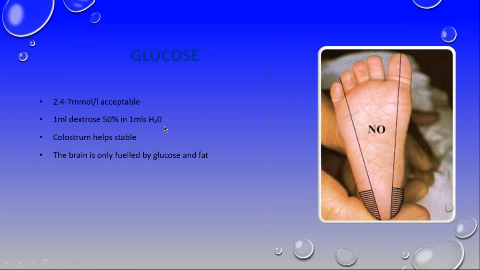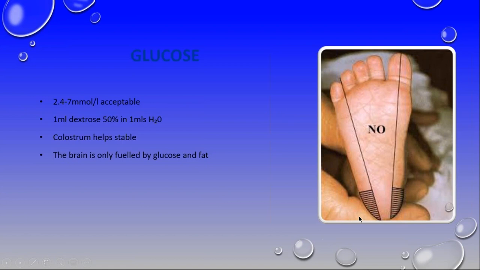Okay. And it can be given in various ways. It can be given IV, but it can also be given orally. If the baby in that first golden hour is still battling and you can get colostrum, colostrum tends to really stabilize a baby fairly quickly. And because of its high fat content, it will stabilize the baby. Remembering that the brain is only fueled by glucose or fat. So we need to somehow get that glucose up.